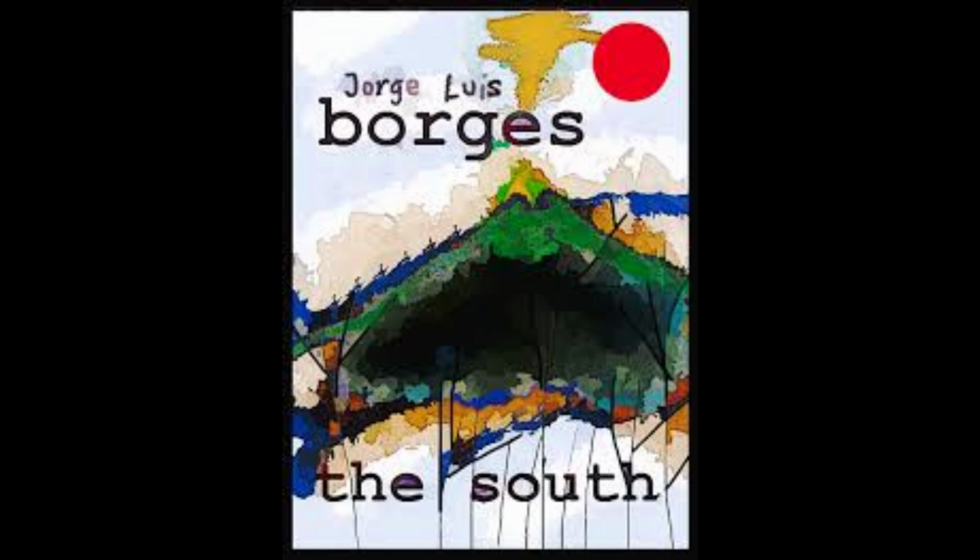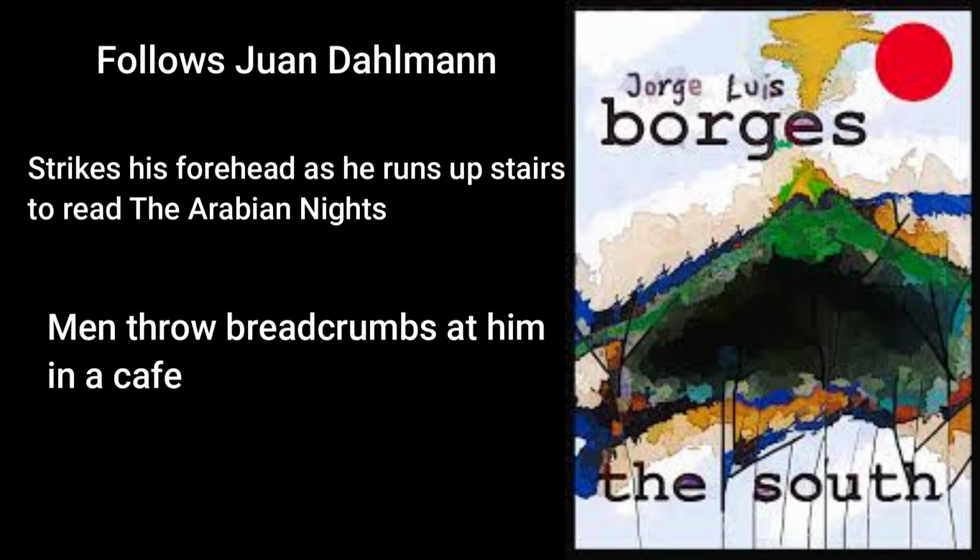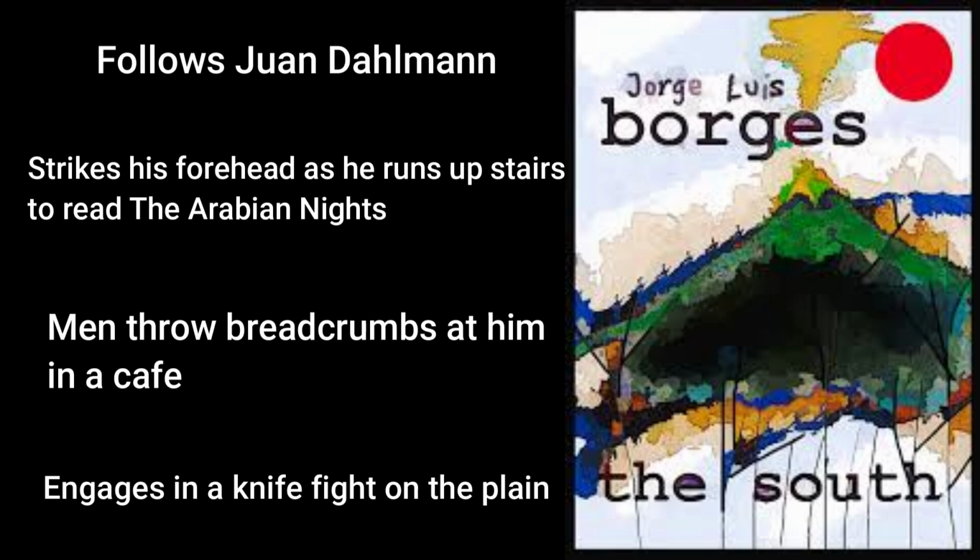Next, we're going to move on to The South. So The South follows Juan Dahlmann, who is a secretary at a Buenos Aires library, who accidentally strikes his forehead on an open window frame while rushing upstairs to read The 1001 Nights, the Arabian Nights. After suffering a severe feverish illness in a sanitarium, he recovers and travels south to his ancestral ranch. At a rural cafe, a group of men throw breadcrumbs at him, escalating into a challenge. Dahlmann steps out into the plain with a knife to face his likely death. He views it as a noble romantic exit, and he prefers this over dying in a hospital bed. He then has a knife fight against these men. So that's the plot overview.